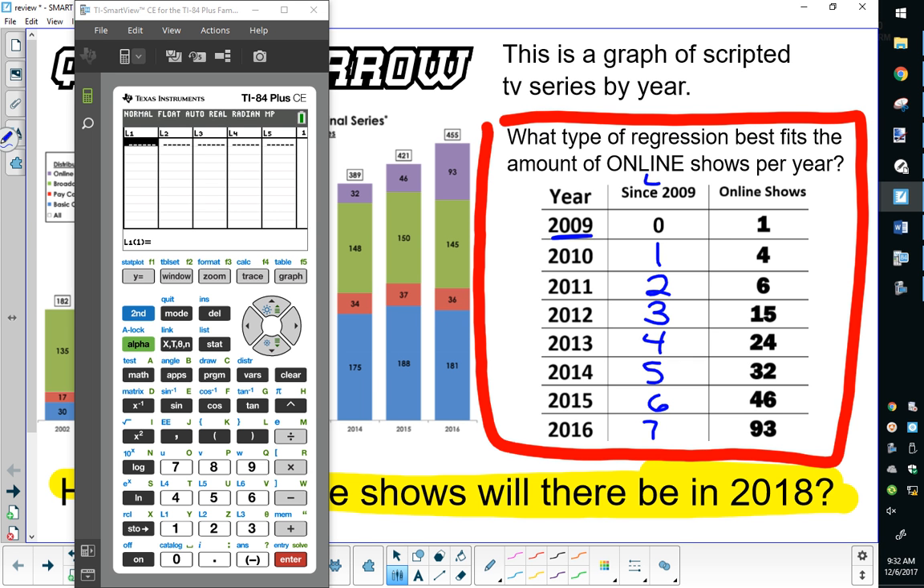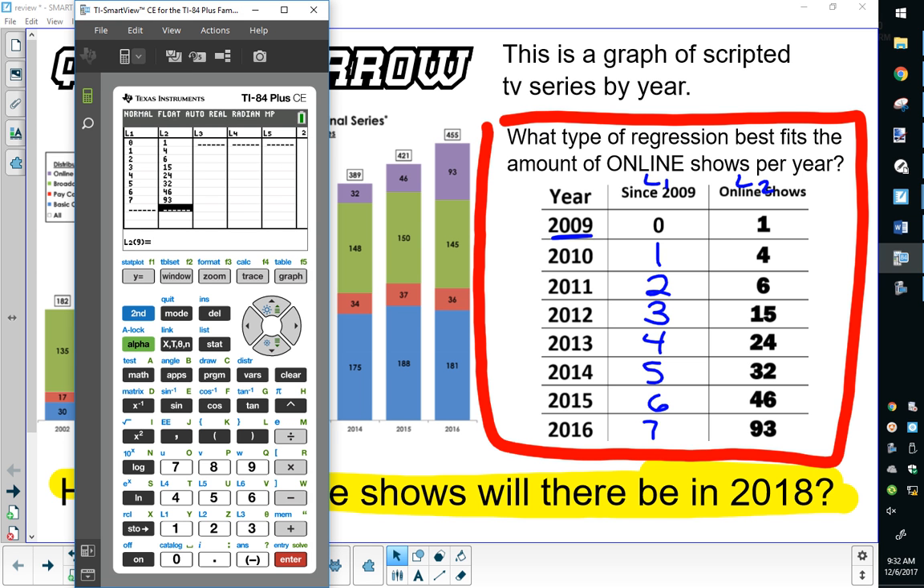So this column right here is going to be my L1. That column right there is going to be my L2. So for L1, I'm going to type that in, 0, 1, type in all my data. Then I'm going to go to L2 and type in all of those. Okay, we got all my data.